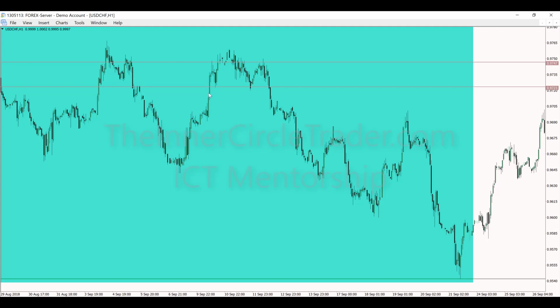Price has a rally all the way up. This is not in our model. Maybe we took something in here as a sell. Maybe got wiped out, got stopped. No problem. It returns back to the balanced price range.